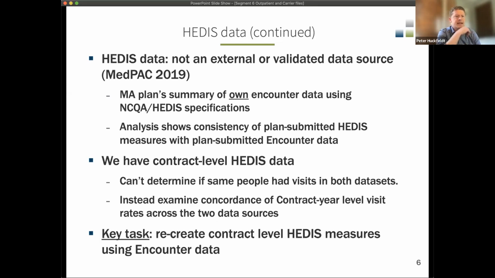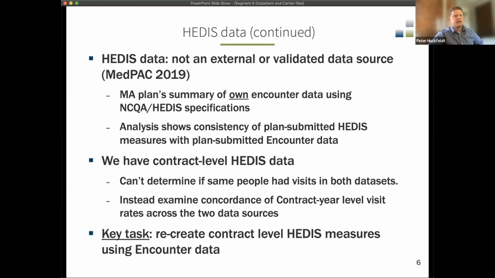A second issue with the HEDIS data is that there is person-level HEDIS data that you can obtain from CMS, but we didn't have access to the person-level data, especially for the later years. And so what we're using is the contract-level HEDIS measures. And so as a result, we can't identify if the same Medicare Advantage enrollee had the same number of visits in both data sets.